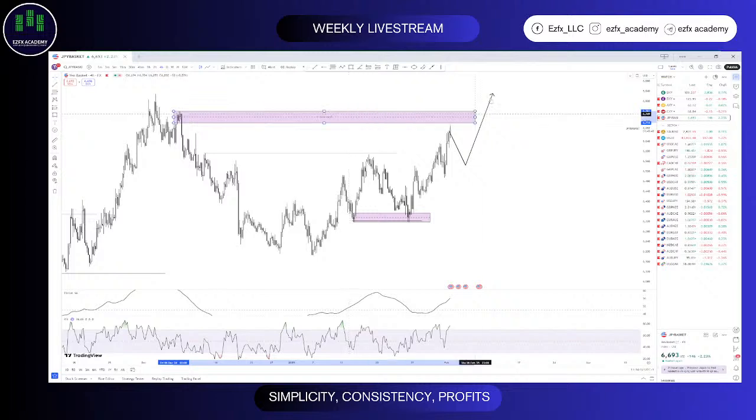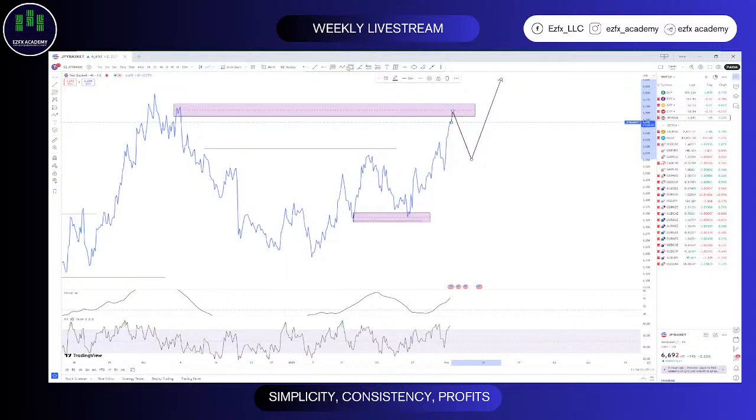So I still want to watch out for price to pump up a little bit here. So something like this is what I'm expecting on the JPY basket right now. Possibly up to here. And then I'm just waiting for price to come into this supply. We get our retracement from that supply, and then price continues bullish.